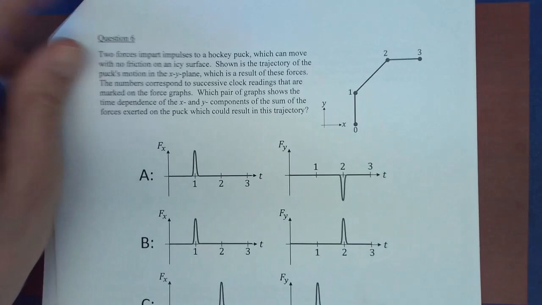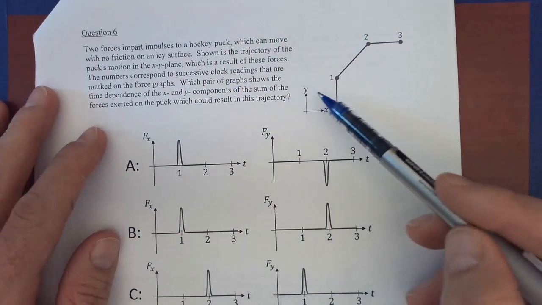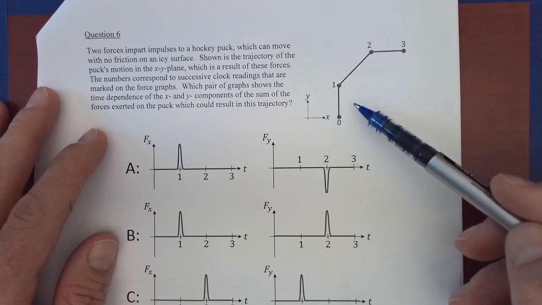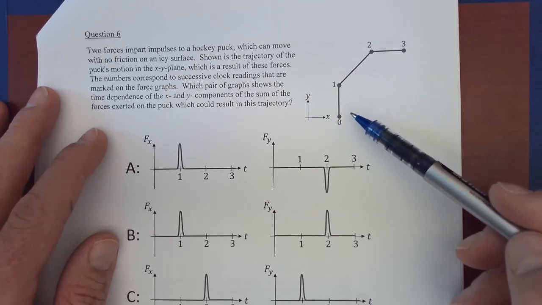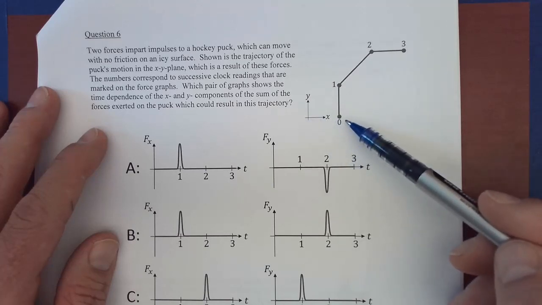Okay, let's go on to question 6. Two forces impart impulses to a hockey puck which can move with no friction on an icy surface. Shown is the trajectory of the puck's motion in the xy plane, which is the result of these forces.